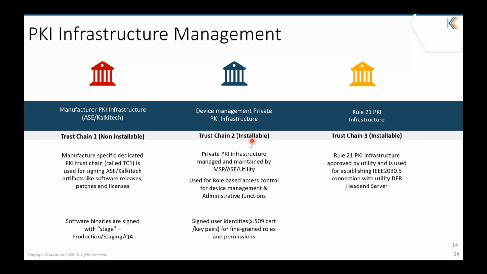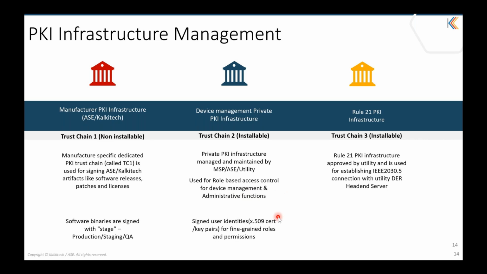Trust chain 2, which is installable, is primarily used for device management functionality. So the device management service is available on the cloud or within the utility system, or can be hosted by ISC in our cloud. Whatever the device management service is, you can generate the certificate from that device management service from a non-CA, and all the user level access to configure the gateway, manage the device firmware, update the configuration files, or update the access log files.